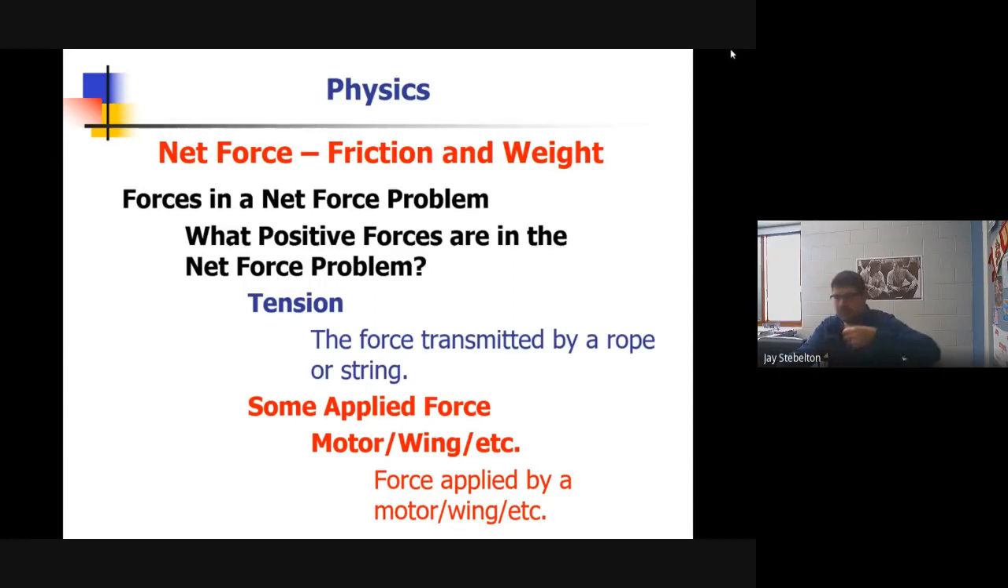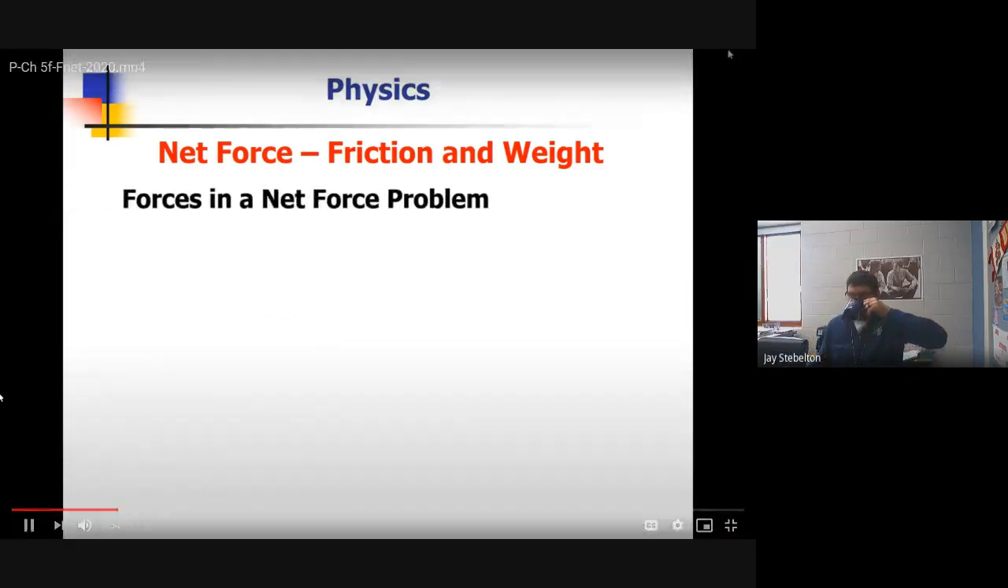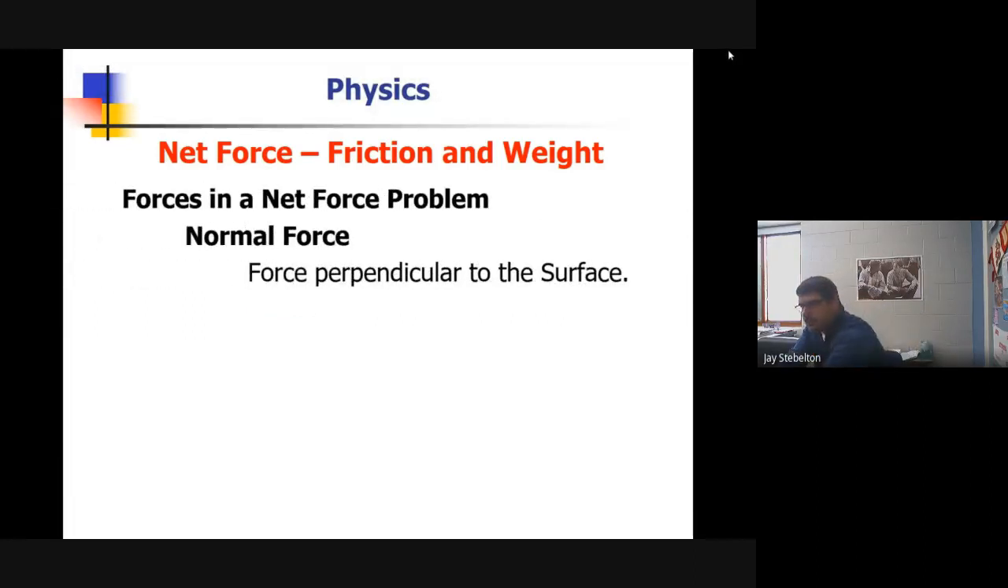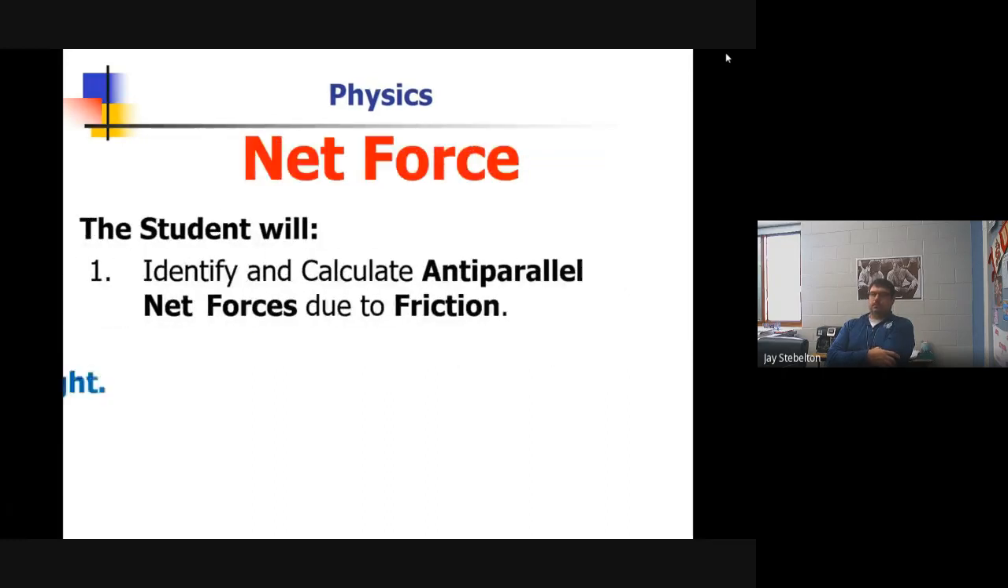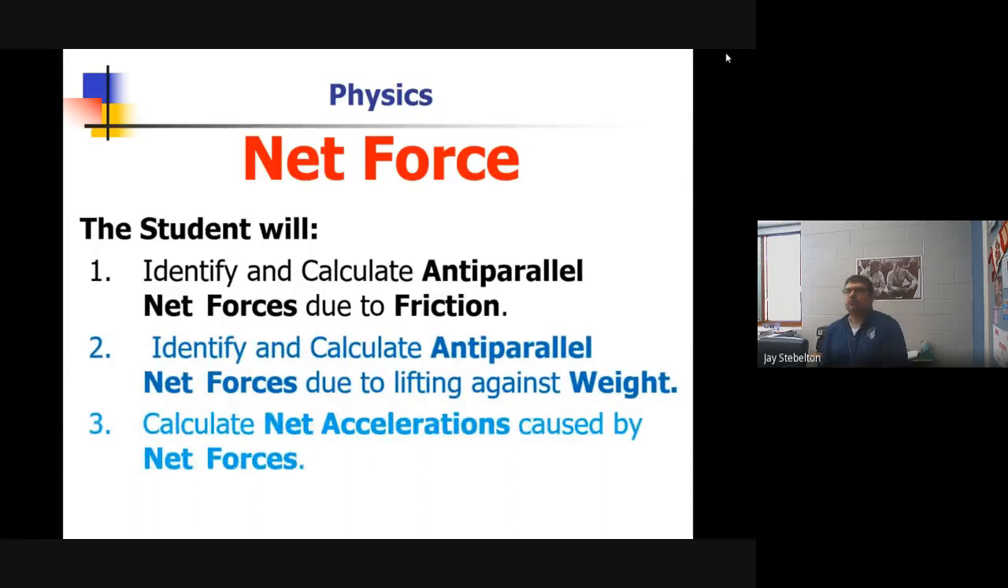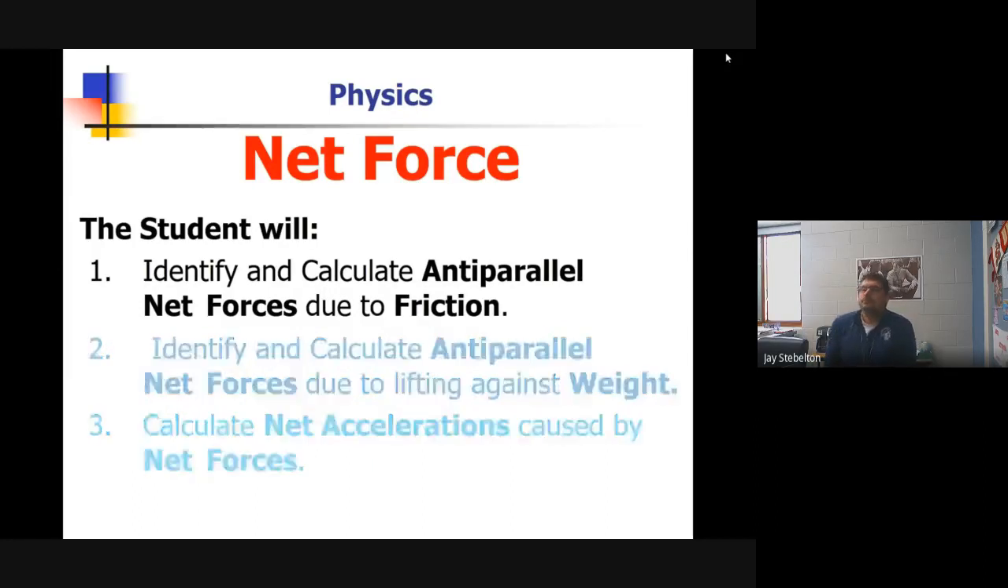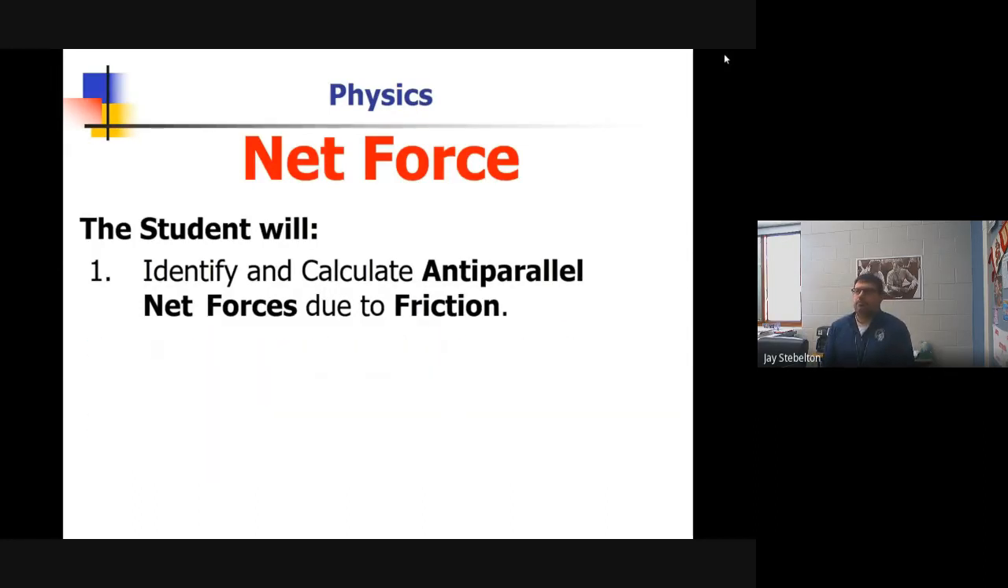Let's look at several of these problems. We know that the normal force is the perpendicular force acting on a surface. And this enters into friction and drag problems. And a parallel force is the force pulling an object down a hill. Well, let's take it out for a test spin and see what will happen as we identify the anti-parallel forces, net forces due to friction.